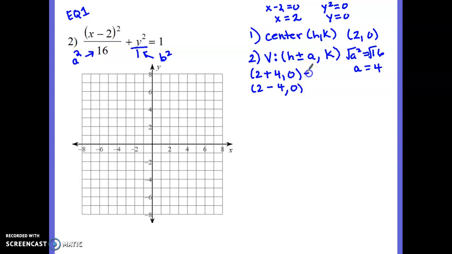And then we're just going to write our ordered pairs. You have to do a little addition. 2 plus 4 is 6, and 2 minus 4 is negative 2. All right, we got that taken care of.